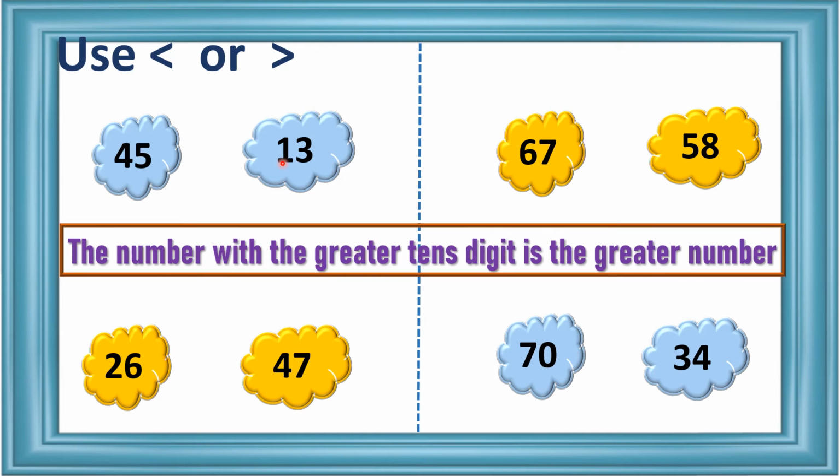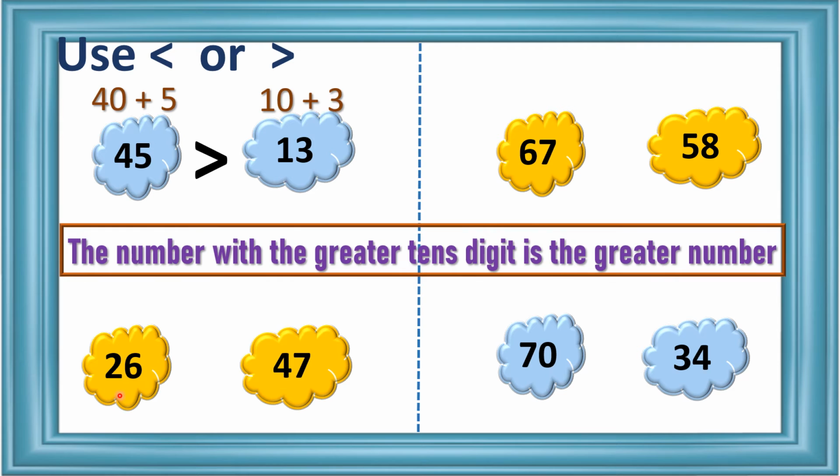We will try to bifurcate this 45. 45 we can write like this: 40 plus 5. 13: 10 plus 3. Isn't it? Now you know that here 4 tens, here 1 ten. Correct? So this is bigger, right? So we are going to use the greater than symbol. 45 is greater than 13. Right? Very nice.